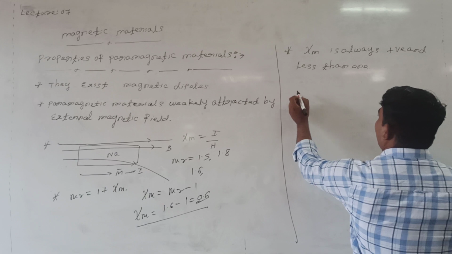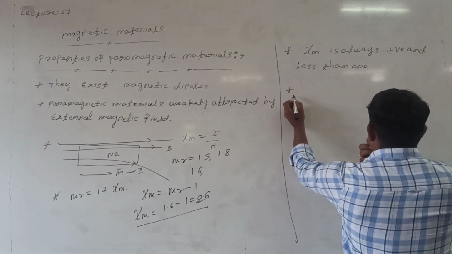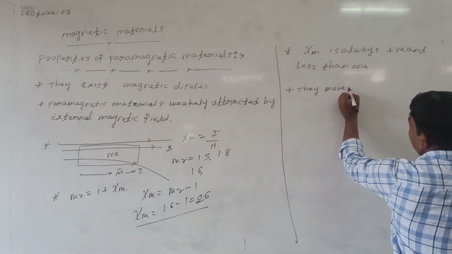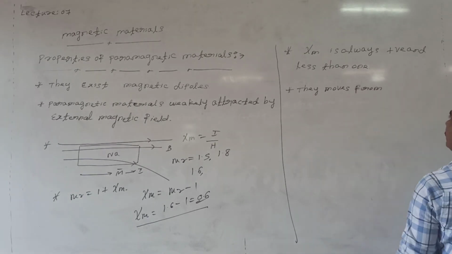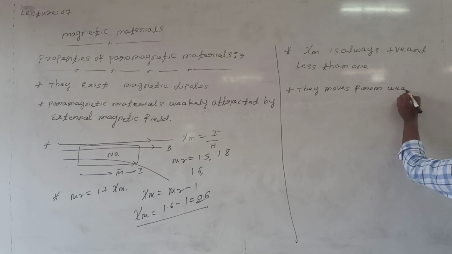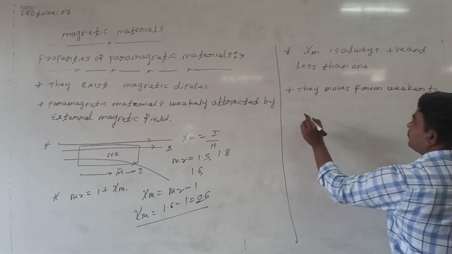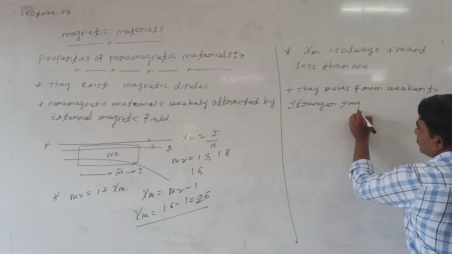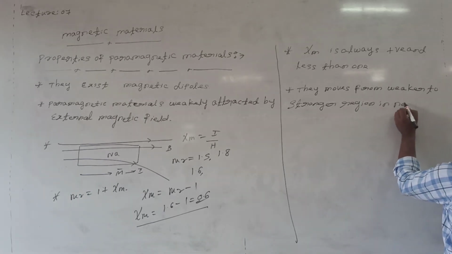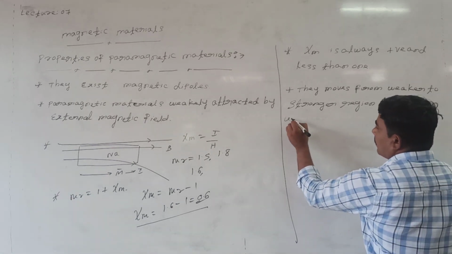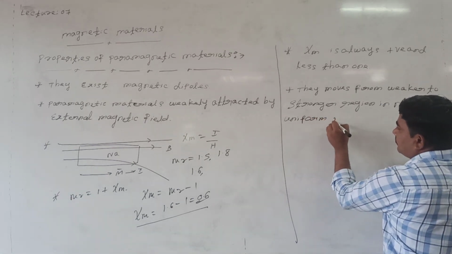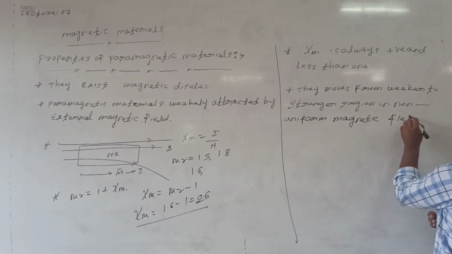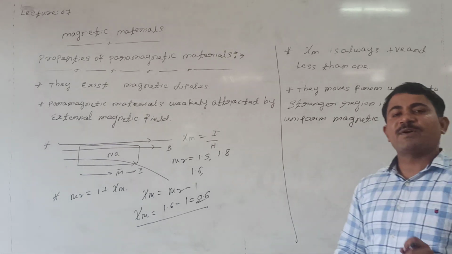So, next property I can call: when a paramagnetic material is placed in an external magnetic field, they move from weaker region to stronger region in a non-uniform magnetic field, like this. Then what is magnetization?